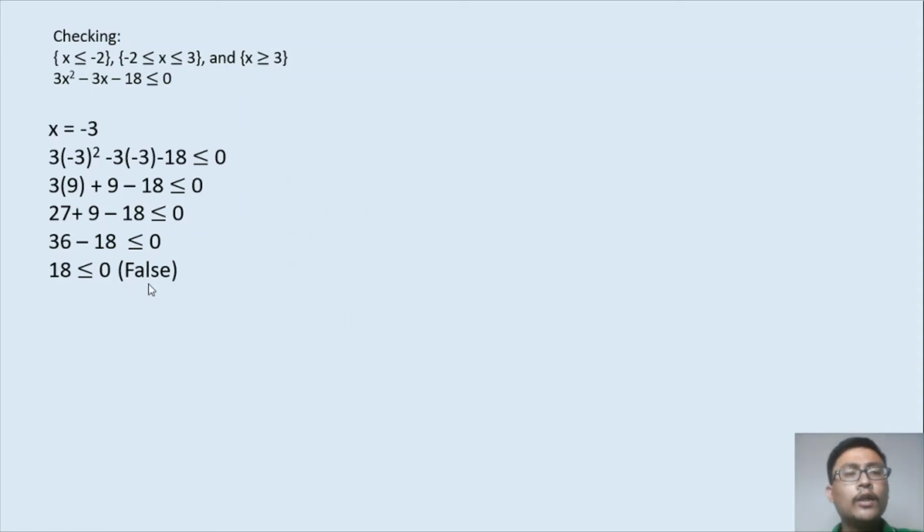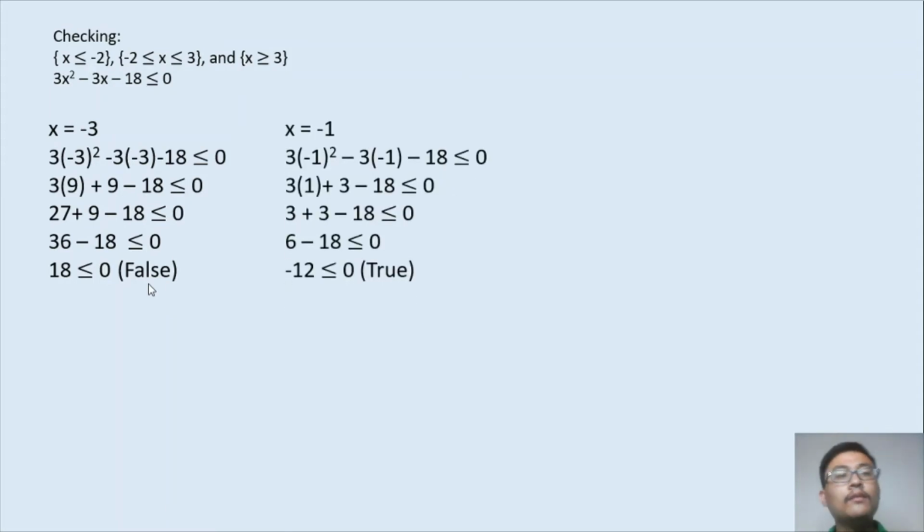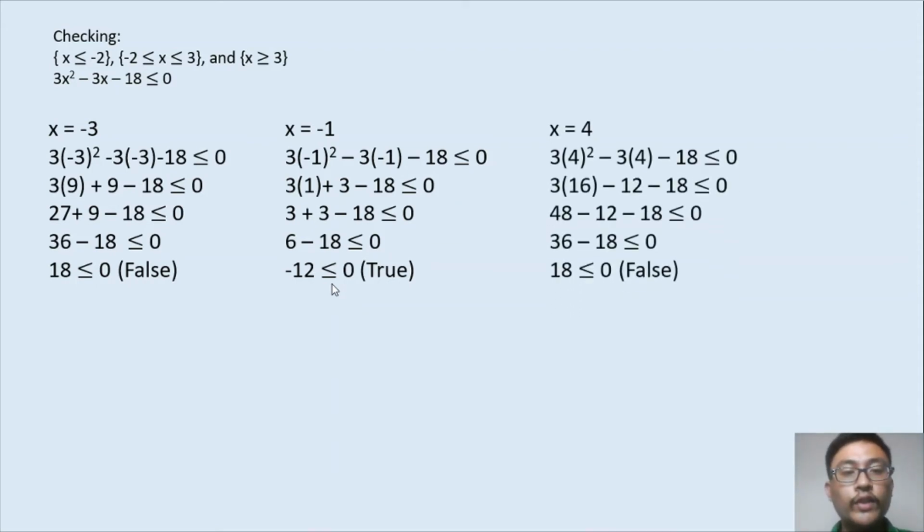And then, kuha tayo between negative 2 and 3. Let's say 1. So, ganun ulit, substitute natin. Ayan. Then, upon checking, 6 minus 18 is negative 12, is less than or equal to 0. So, that is true.